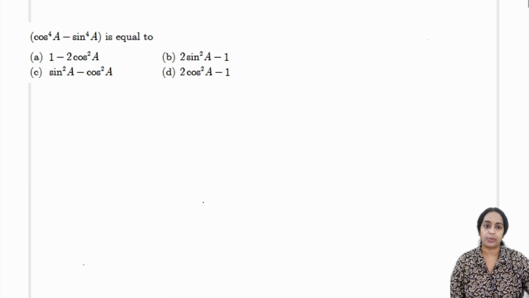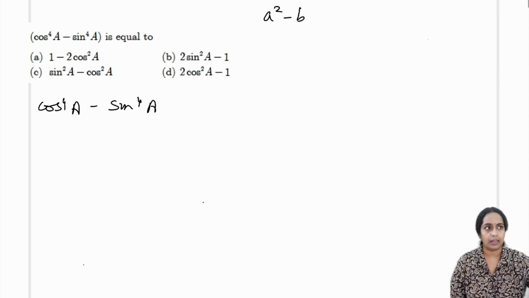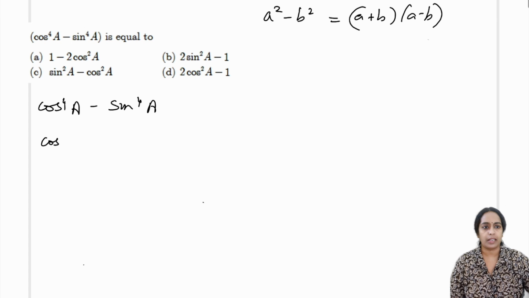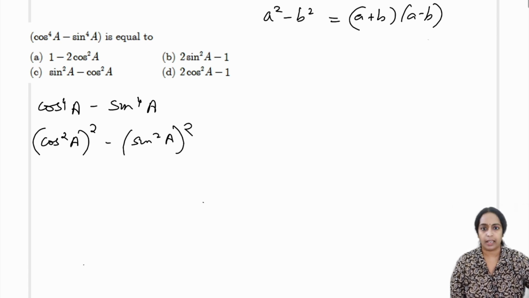Moving on to the next question. The question says cos power 4a minus sin power 4a is equal to. So let me write it down. Cos power 4a minus sin power 4a. So we have the identity a square minus b square is a plus b multiplied with a minus b. So let's write this cos power 4a as cos square a the whole square minus sin square a the whole square. So looking at this identity, a square minus b square is a plus b into a minus b.